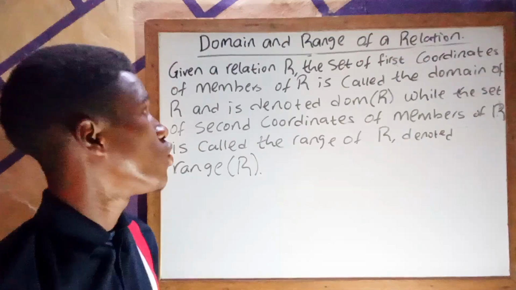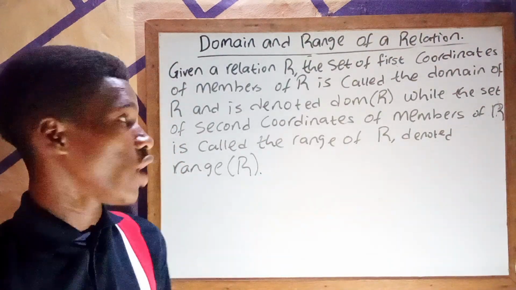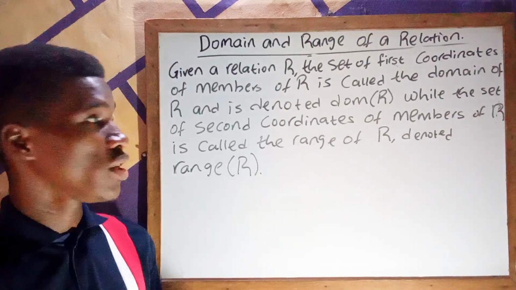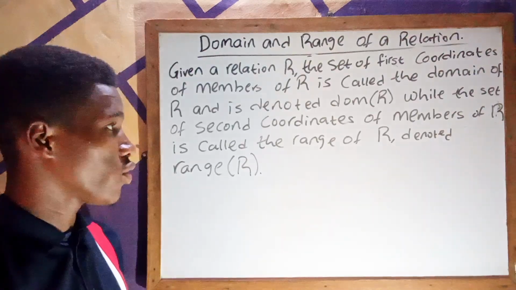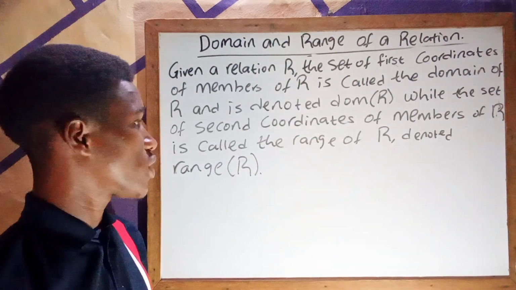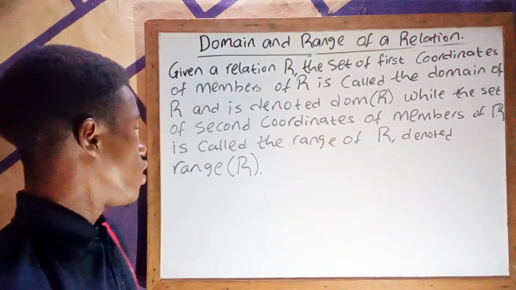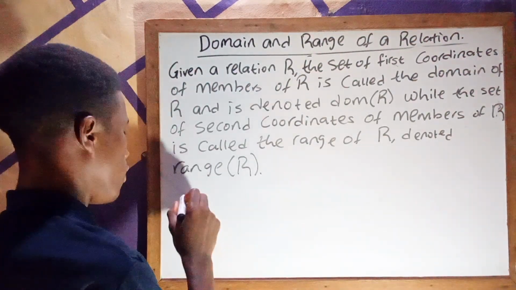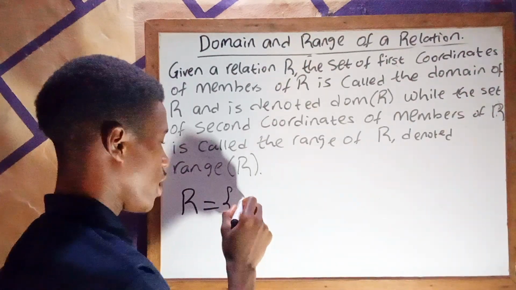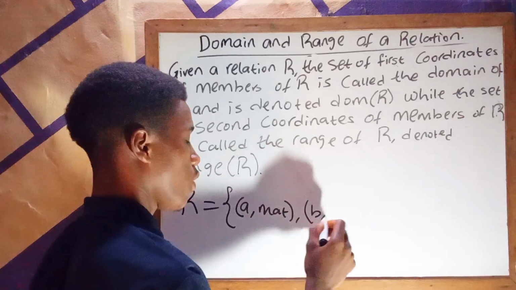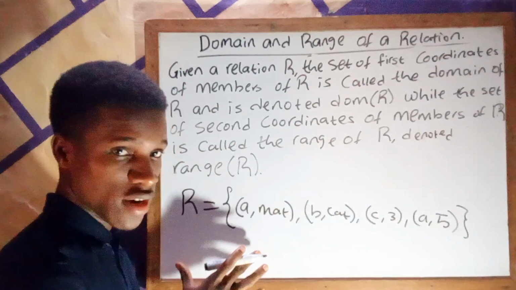So next we delve into the domain and range of a relation, that is a binary relation. Given a relation R, the set of first coordinates of the members of R is called the domain of R and is denoted by dom R, while the set of second coordinates of the members of R is called the range of R and denoted by range R. So if you have a binary relation R, which we define as this, this is a binary relation like we have seen.